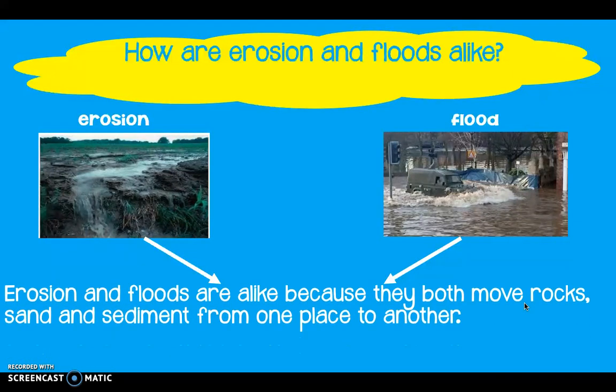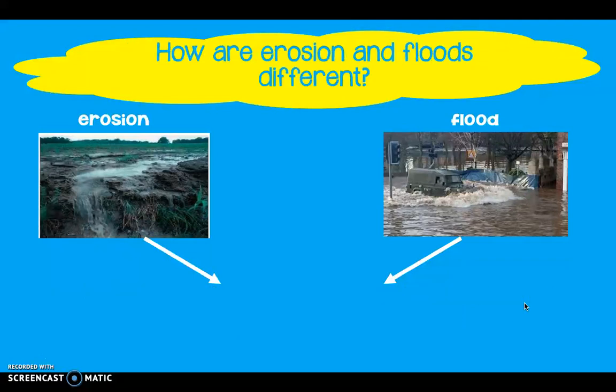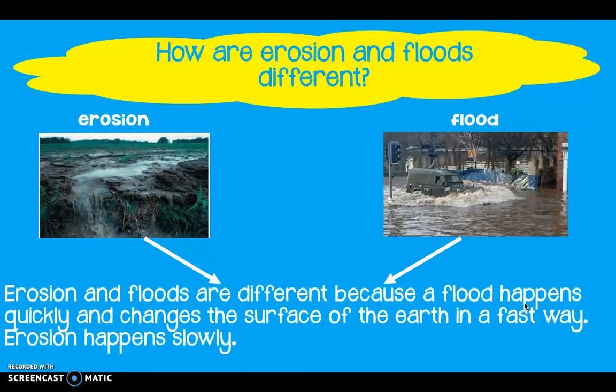I hope you said erosion and floods are alike because they both move rocks, sand, and sediment from one place to another. Good job. Now, how are they different? Talk to your partner on how you think they're different. Hit play when you're ready. Erosion and floods are different because a flood happens quickly and changes the surface of the earth in a fast way. But erosion happens slowly over long periods of time. Good job, boys and girls.